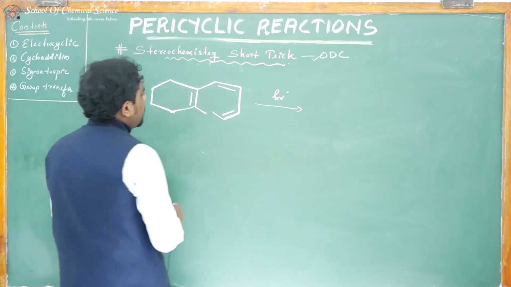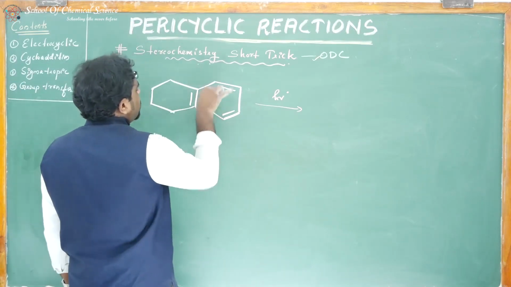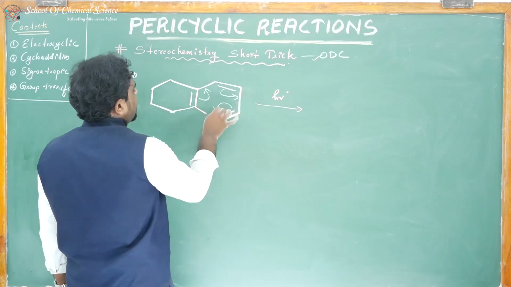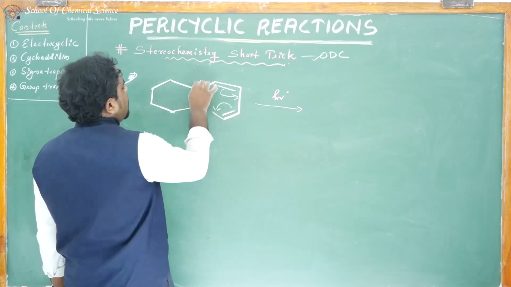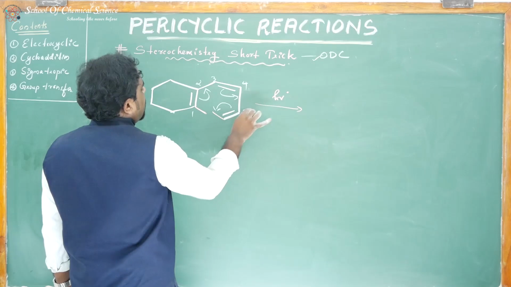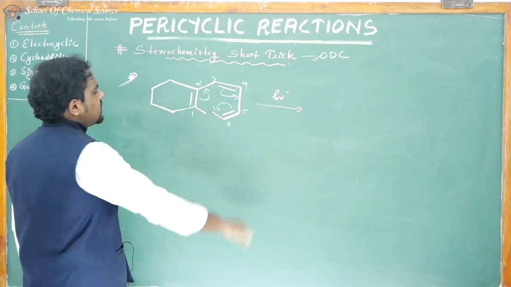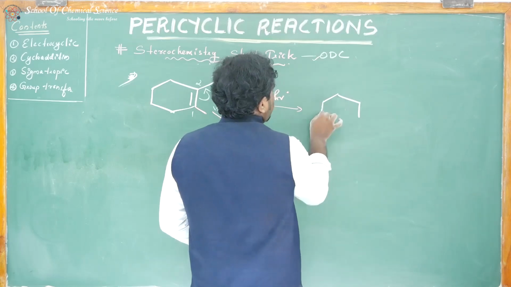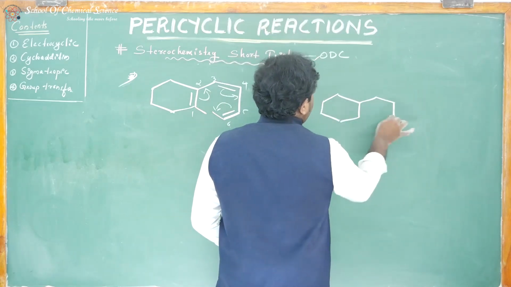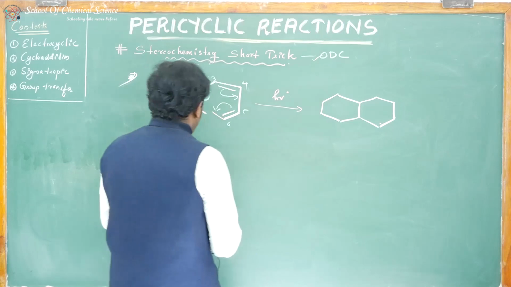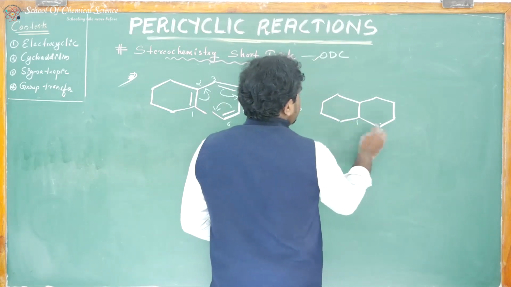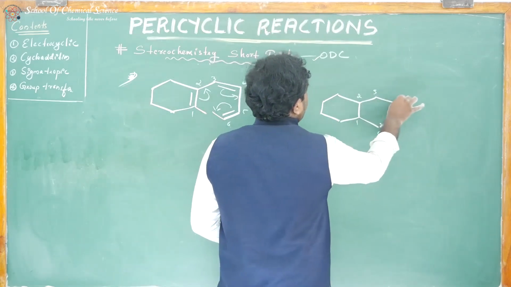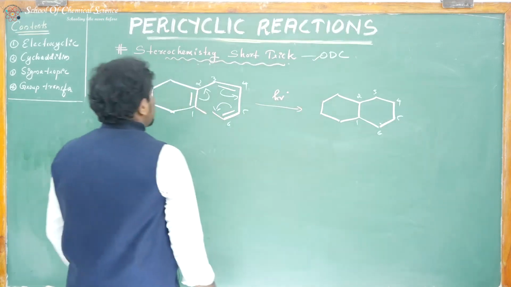What about the product? This pi electron shifted towards here, this towards here, this towards here. Here a sigma bond is formed. 1, 2, 3, 4, 5, 6. Between 1 and 6, a sigma bond is formed. So it is an electrocyclic ring closure reaction, and the product is like this. Between 1 and 6, a new sigma bond is formed. 2, 3, 4, 5. What about the position of the double bond?